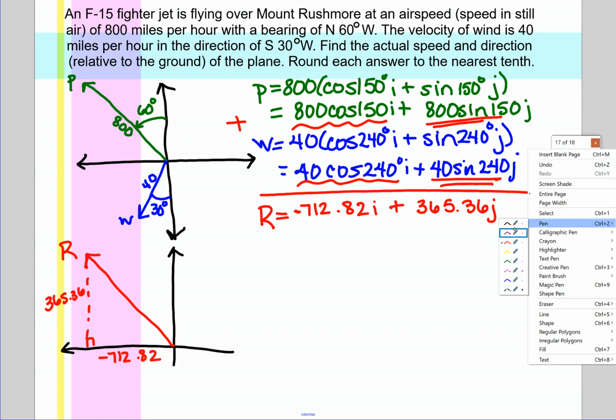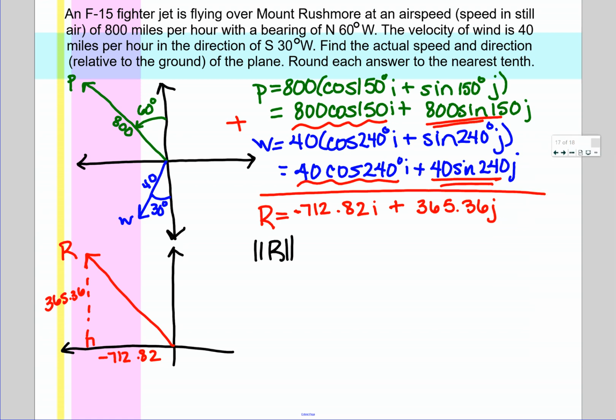Two parts are going to answer this question. Magnitude of R is going to be the actual speed of the plane. Just use your Pythagorean theorem. You do not need negatives. 365.36 squared. And then don't forget to take your square root. I get about 801, and this is the actual airspeed, miles per hour. So the plane in still air was going 800 miles per hour. So what did the wind do to it? Made it go a little bit faster. It's going to fly 801 miles per hour now.